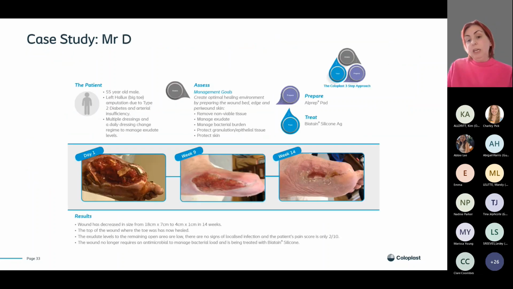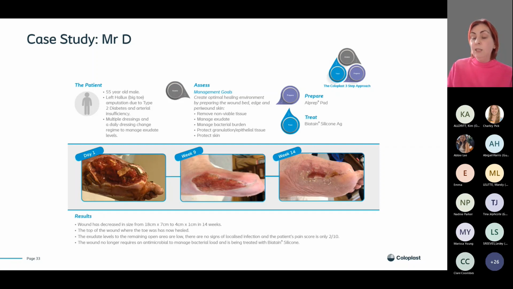I'm going to talk you through a case study about a patient here. So this is Mr. D, and he is a 55-year-old male who had amputation of his left big toe. He was diabetic, and he had an element of arterial compromise to his left leg. Multiple dressings changed every day were used to manage the exudate that was coming from the wound. So after wound assessment, where we were aiming to create the optimal wound healing environment, it was decided that we needed to prepare that wound bed effectively, and the edge of the wound and that peri-wound skin.